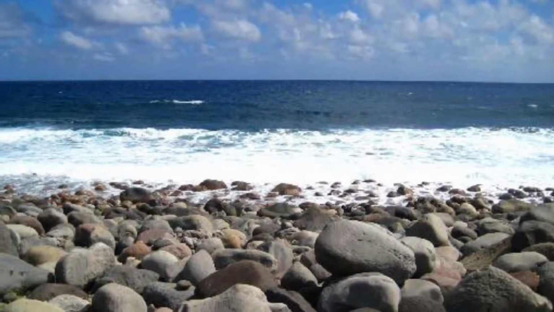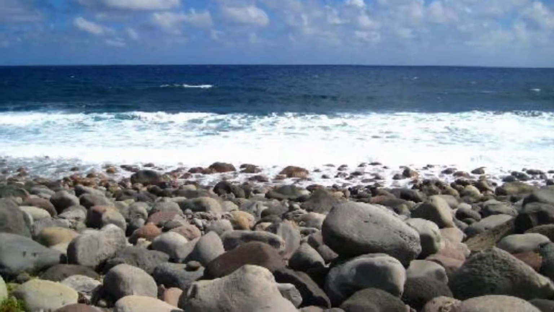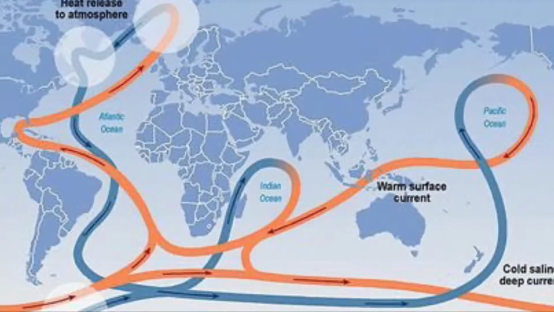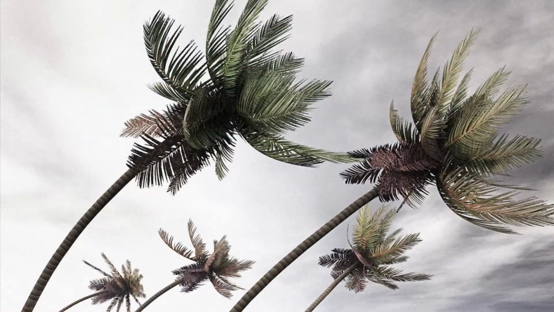Abiotic factors present along shorelines include sand, rocks and soil, salt water, which includes ocean currents and waves, and air and wind.